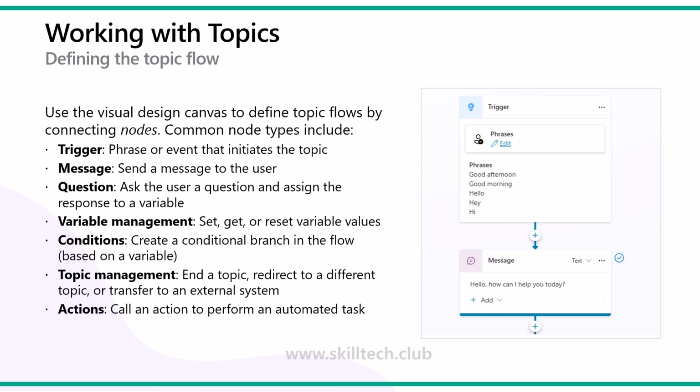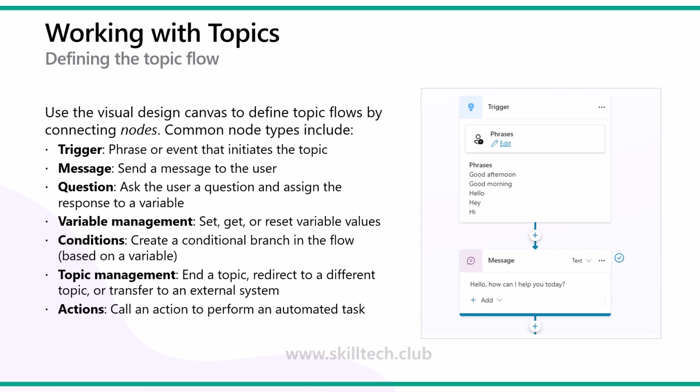Most of the time triggers will be the starting one. After that you have a message, which is going to send a message to the user. Question, which is going to ask the user questions and assign the response to a specific variable. Variable management, which is going to allow you to set, get or reset the variable values. Conditions, which are logical conditions that branch the flow based on the variable. If the condition is true, it will go into the true branch. If it is false, it will go into the other branch.